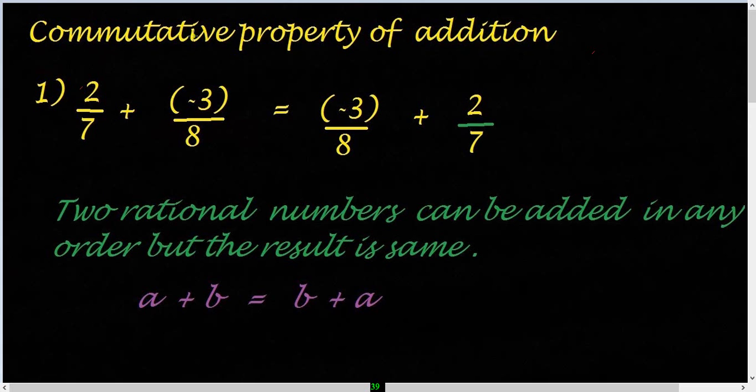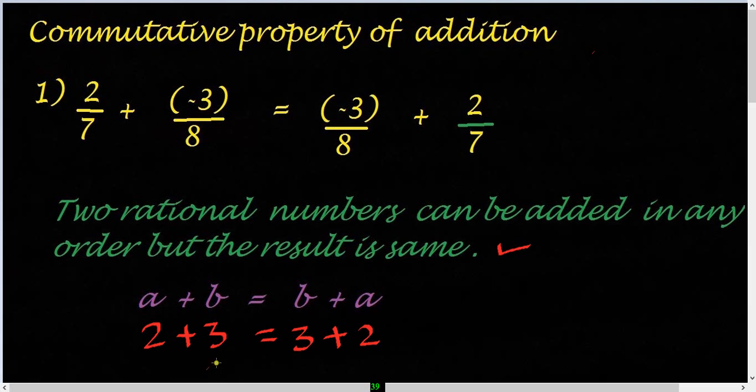Today we are going to study the commutative property of addition. According to the property, two rational numbers can be added in any order, but the result is the same. That is, if you are adding two integers, 2 and 3, or adding them the other way, 3 plus 2, that is a plus b is equal to b plus a.